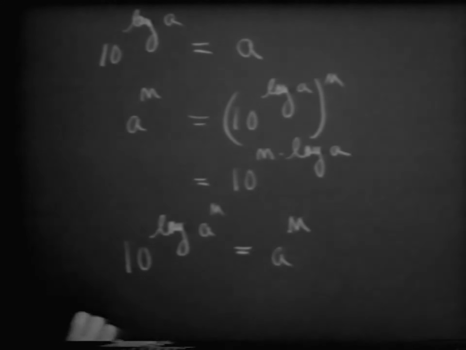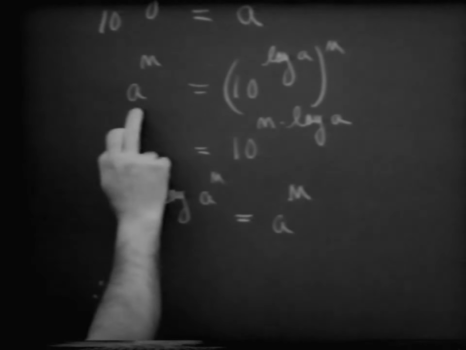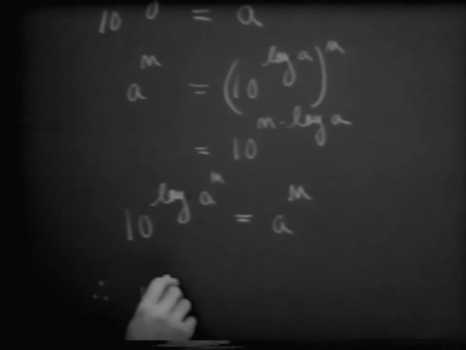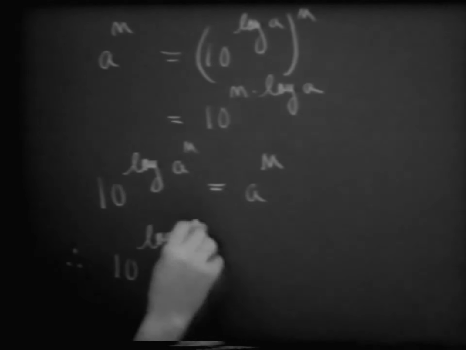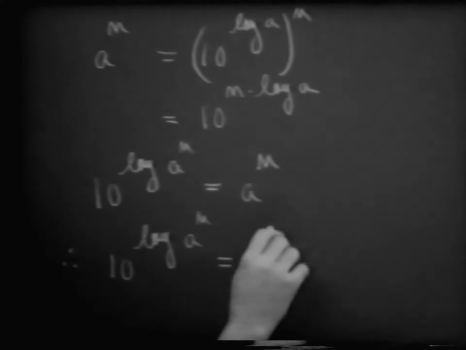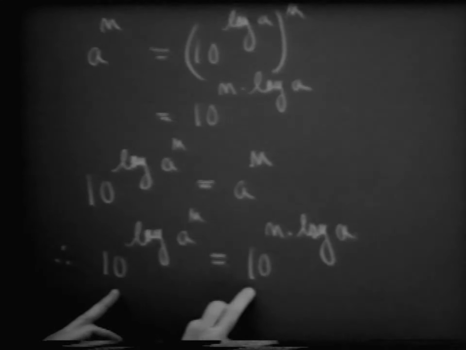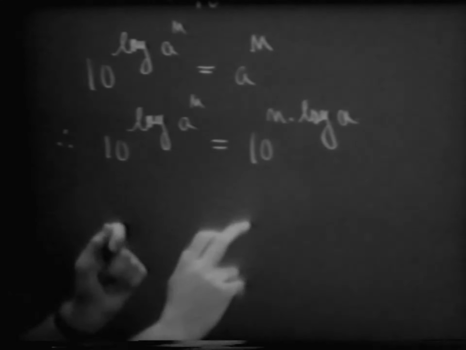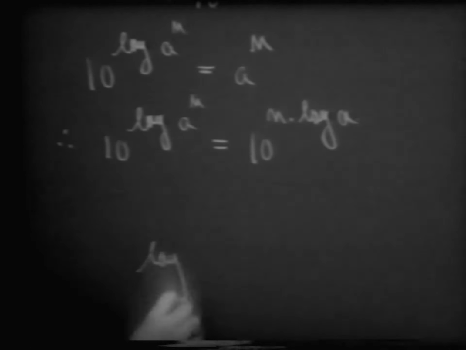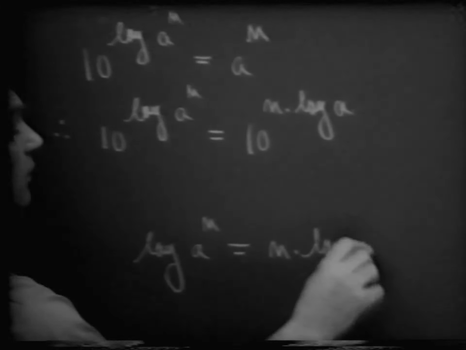Is that right? Therefore, looking at this statement, we have 10 raised to this power is a, and a to the n power is equal to this. Therefore, what is our conclusion? That we may say that 10 raised to the log of a to the n power is going to be equal to this side right here, in which we have 10 raised to the n times the log of a. And again, if we have two numbers of the same base and they are equal, what must hold true about their exponents? They are equal. And we then may say that the logarithm of a to the nth power is equal to n times the logarithm of a.